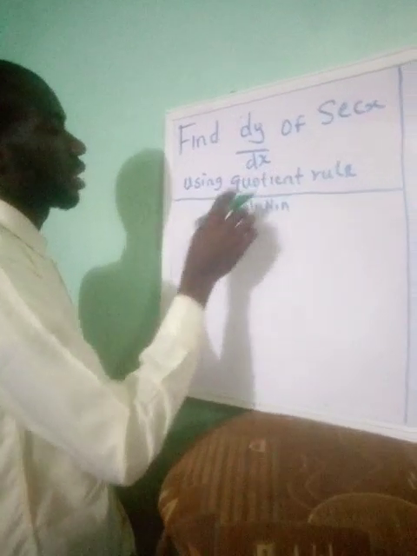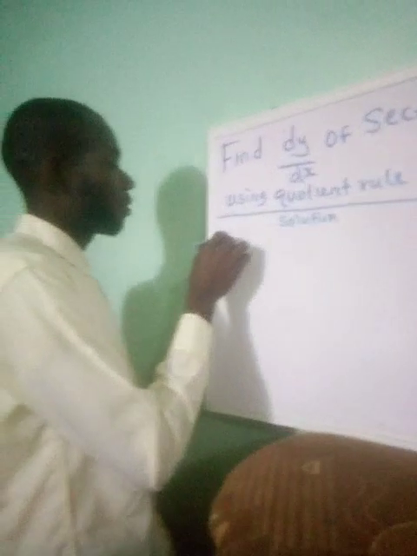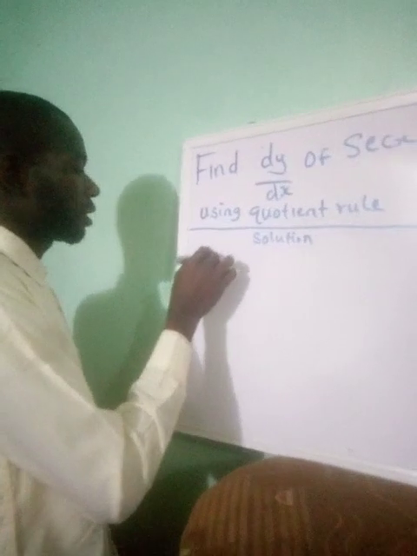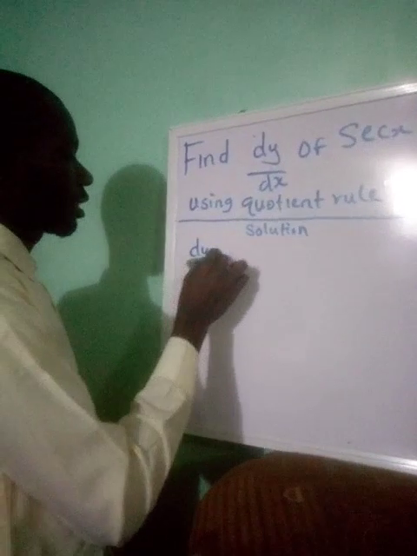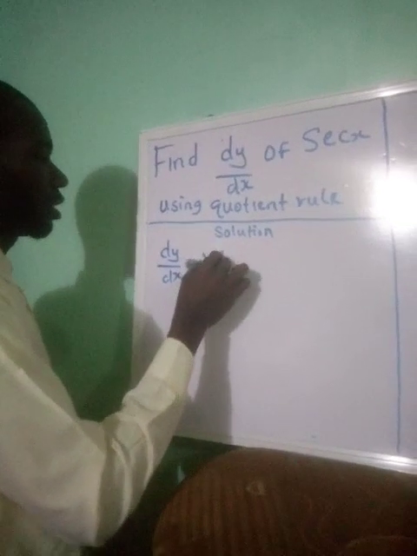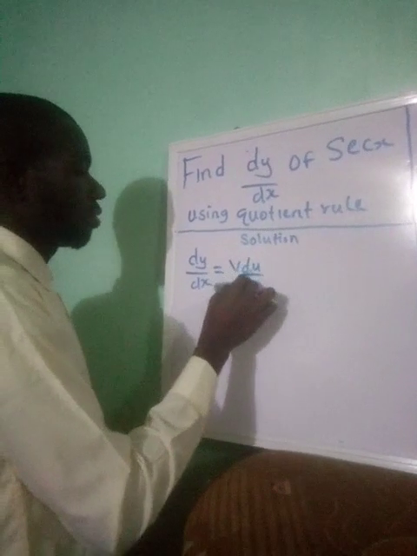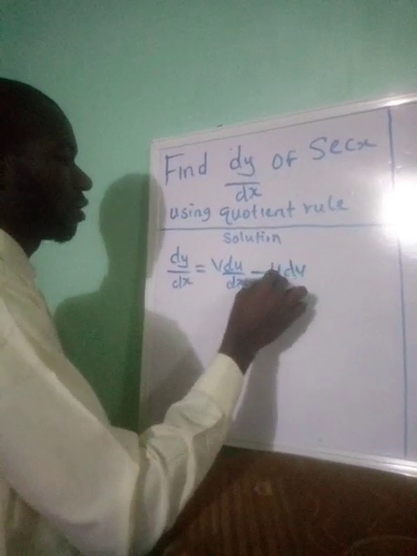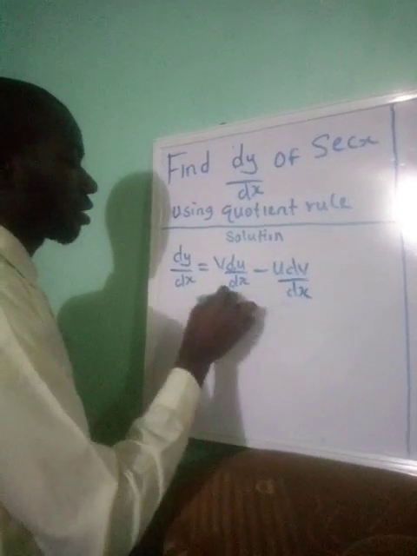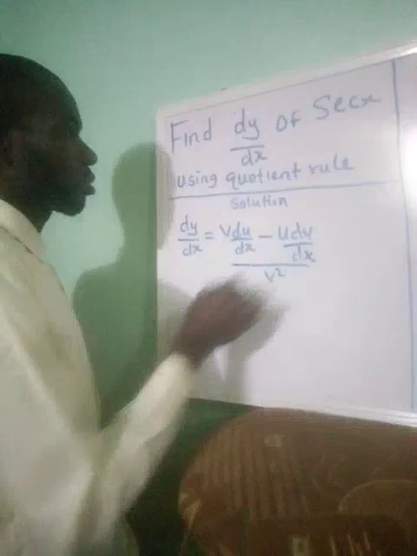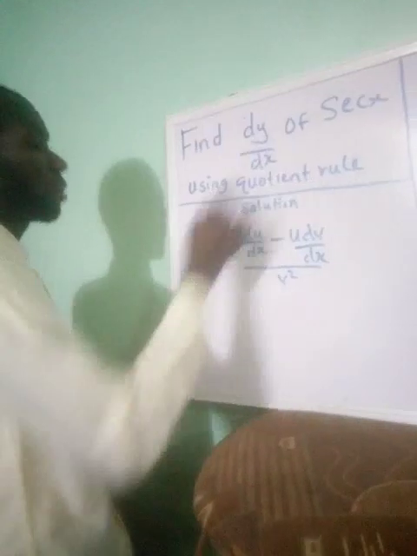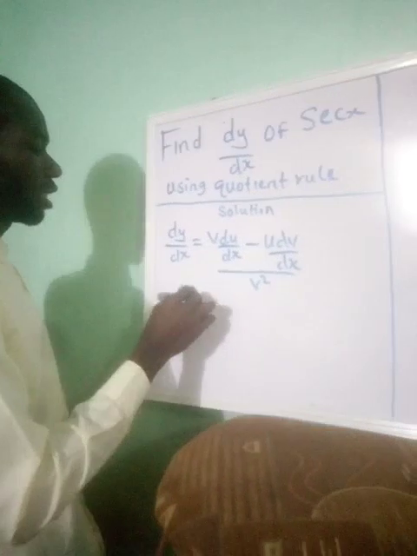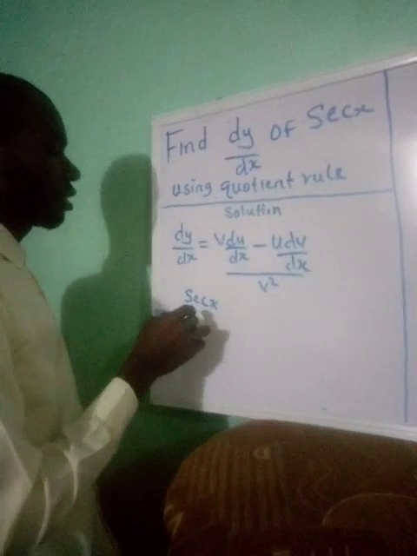Using the quotient rule. And what is the formula for the quotient rule? We say dy over dx is equal to v du over dx minus u dv over dx, all over v squared. Now there is no way we can find the derivative of sec x directly, so we have to look for the identity.